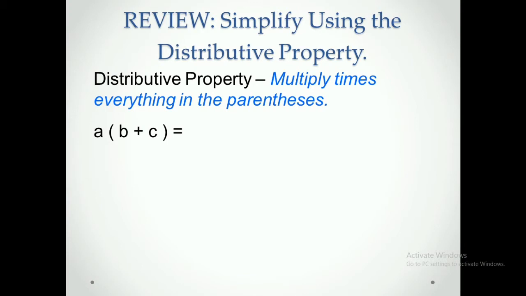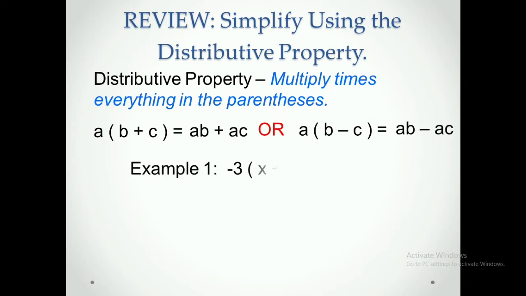So if we have a, and in brackets we have b plus c, it means we're going to be multiplying a times b and then a times c, and that's a positive ac. Likewise, a times (b minus c) will give us ab minus ac. So that's the distributive property.